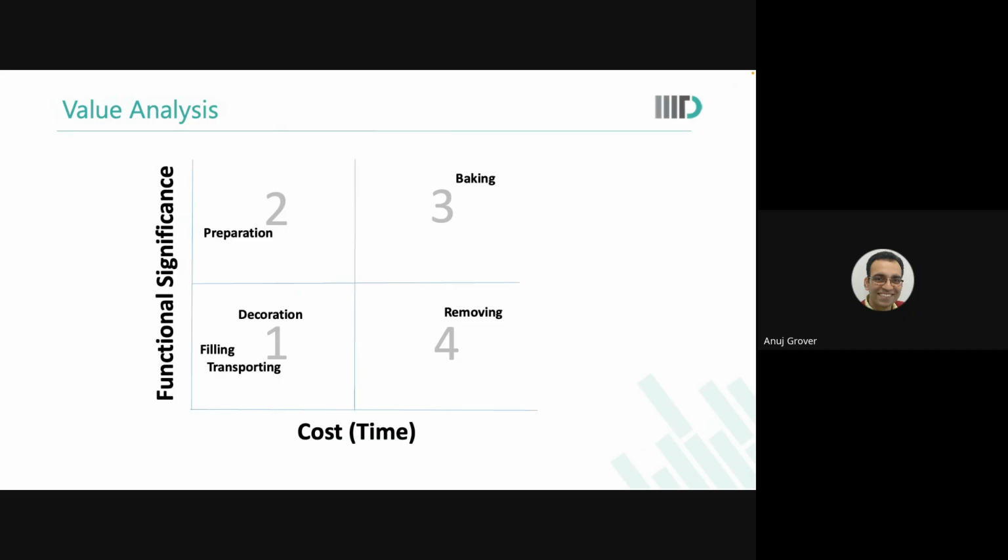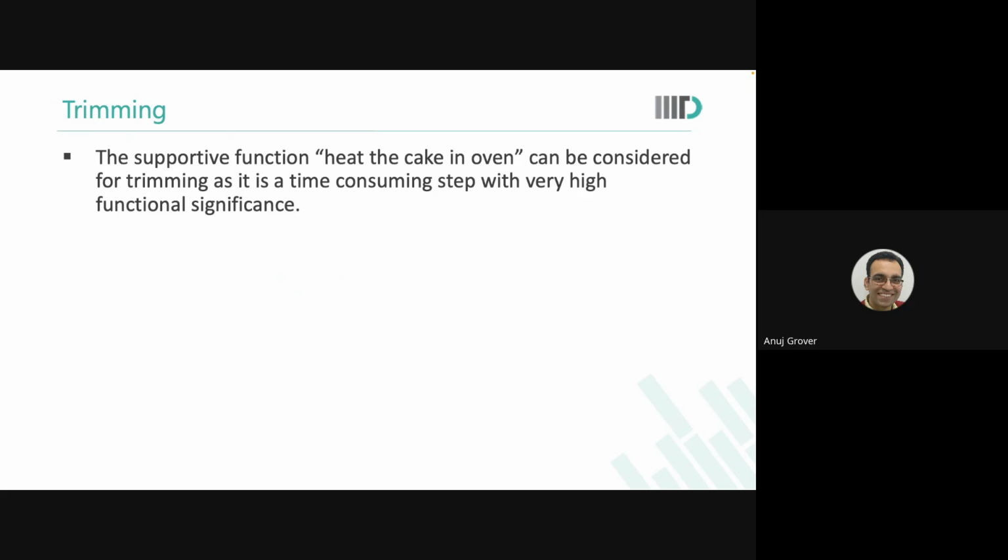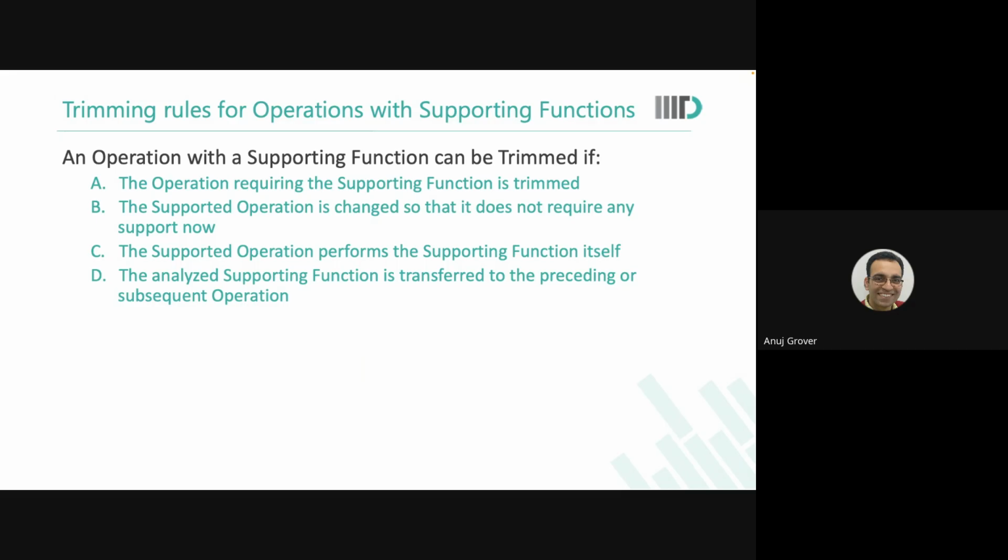Then somehow can you trim the baking part also? So the supportive function, heat the cake in the oven, probably because baking was high up there, can I do something about it? And it has very high functional significance.